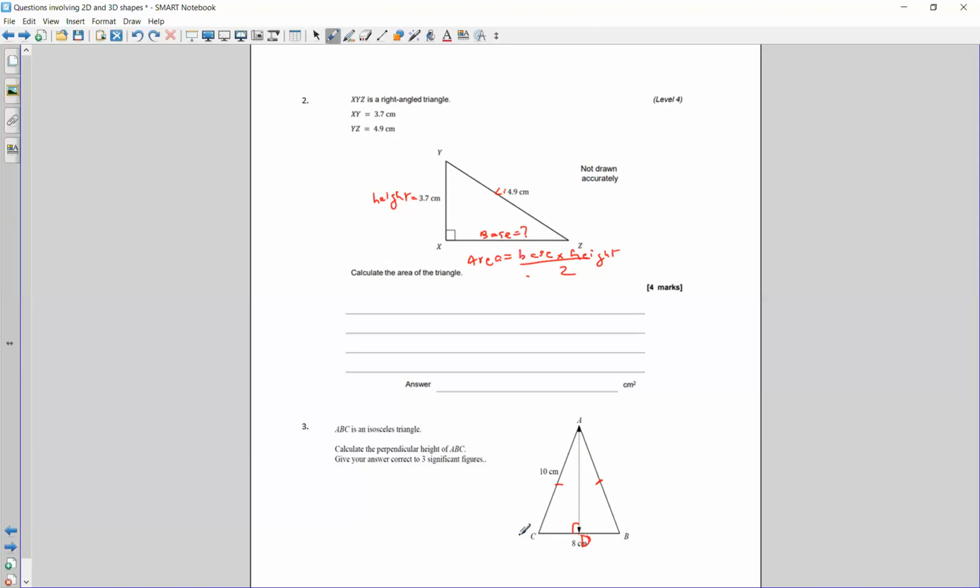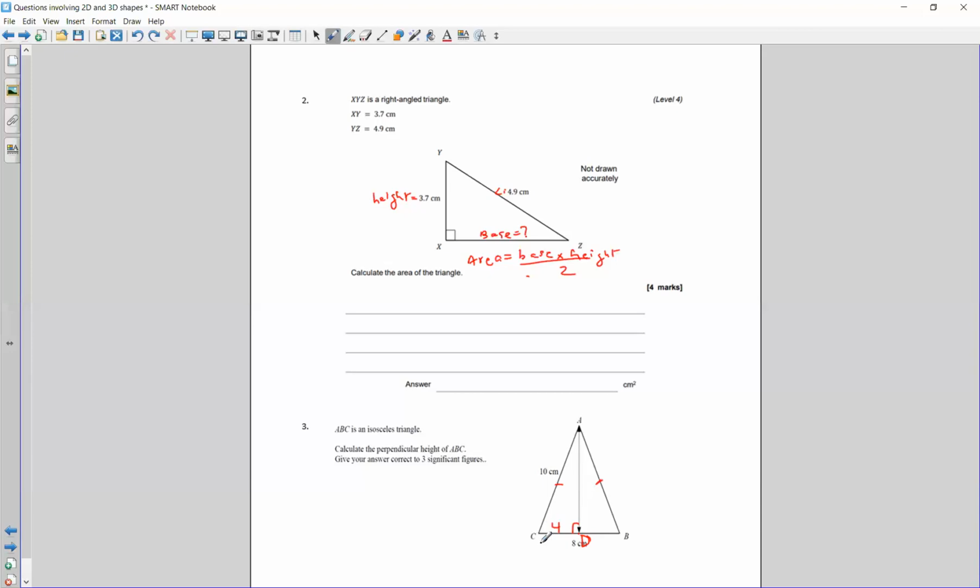So ADC actually is a right angle triangle. Now the question is, if all of this is 8 centimeters, how much will this be equal to? Yeah, you guessed it right. This will be 4, because this perpendicular line actually bisects, or divides, this line into 2 equal parts. So this will be 4.